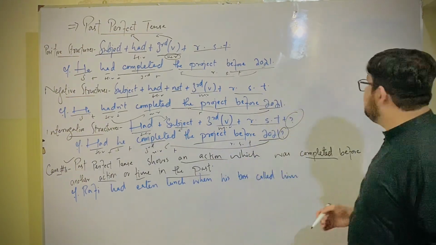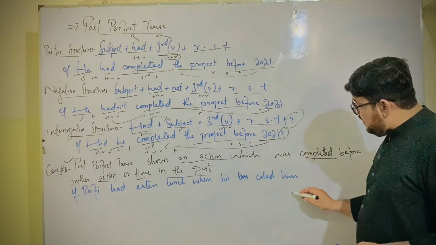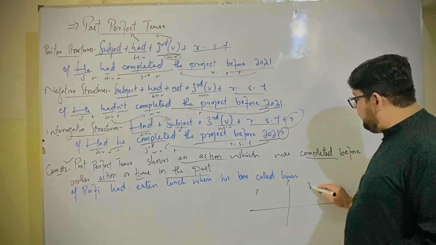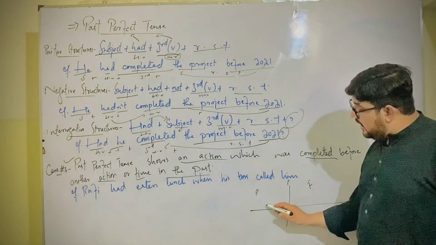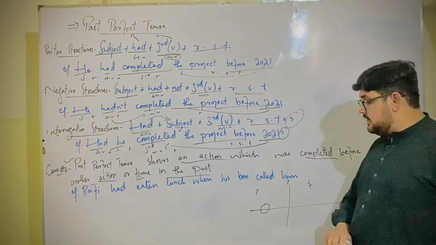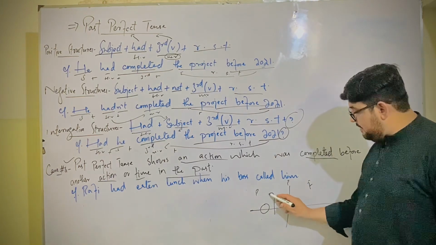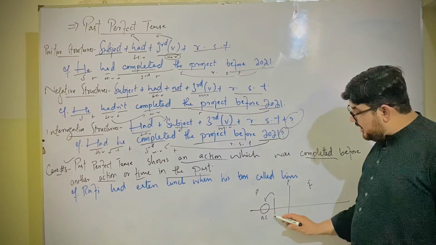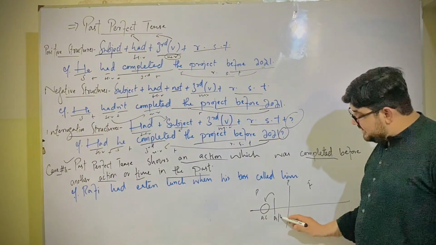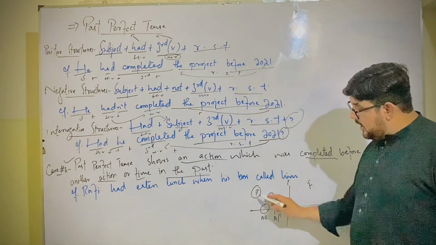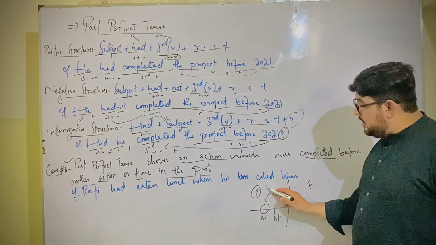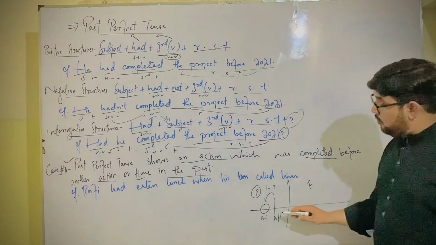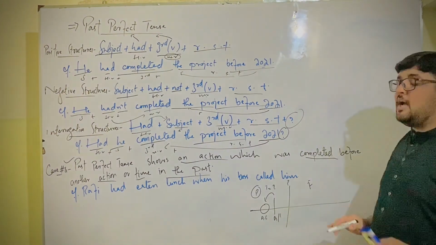It is better understood in a graph. Like, this is our graph: past, present, future. So it shows an action which was completed before another action or time in the past. So one action completed before another action or time in the past. And here, the exact time is unspecific because it's a perfect tense.